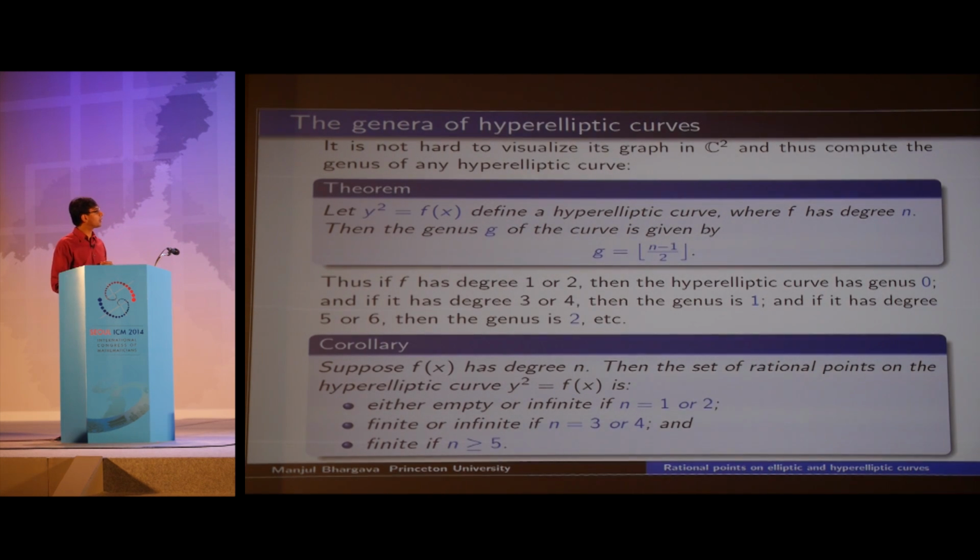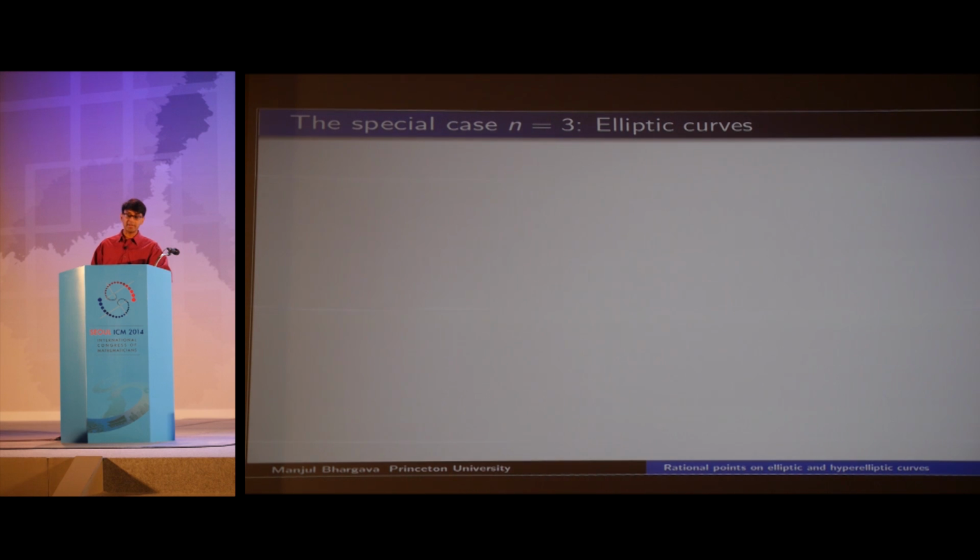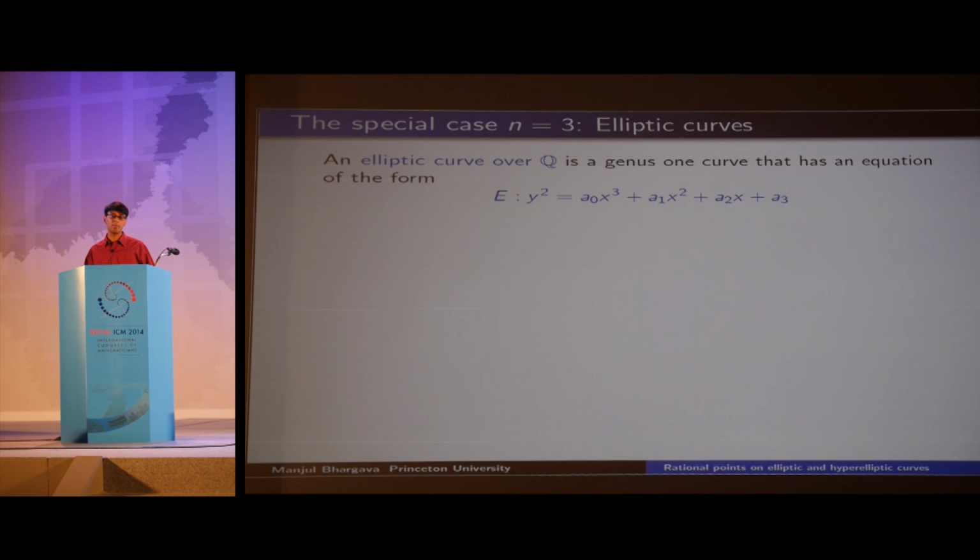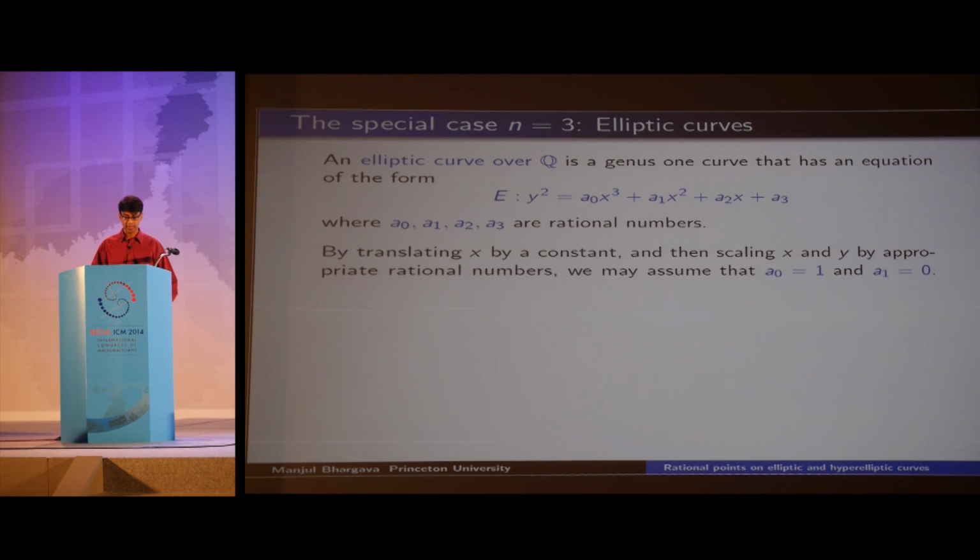So as I said, the case n equals 1 or 2 is known and effective. You can determine all the solutions. So the first case of interest in some sense is the case of n equals 3. There already we don't know how to tell whether there are infinitely many or finitely many rational solutions. And that special case n equals 3, the smallest case where we just have no idea what's going on, such curves, hyperelliptic curves, are actually called just elliptic curves. So an elliptic curve over Q is a genus 1 curve that has an equation of the form y squared equals a cubic polynomial in x, where these coefficients are rational numbers. That's what the over Q part is saying, that the coefficients are rational numbers.